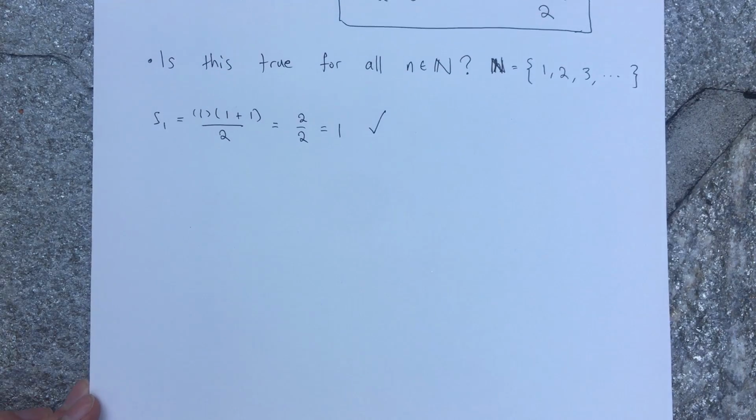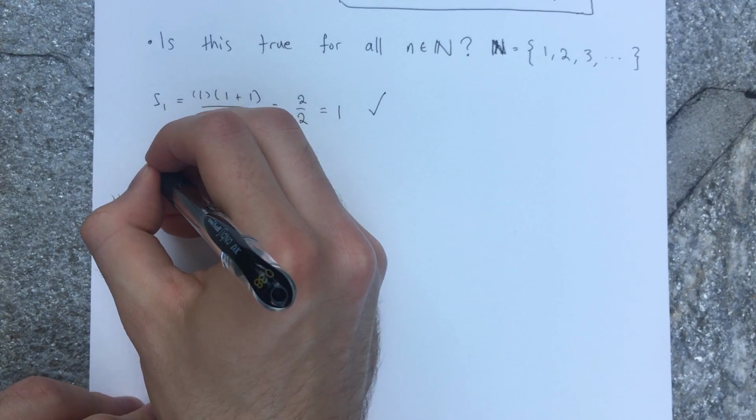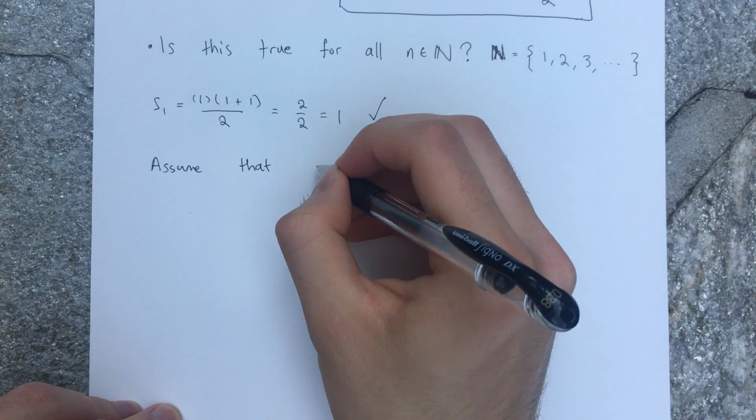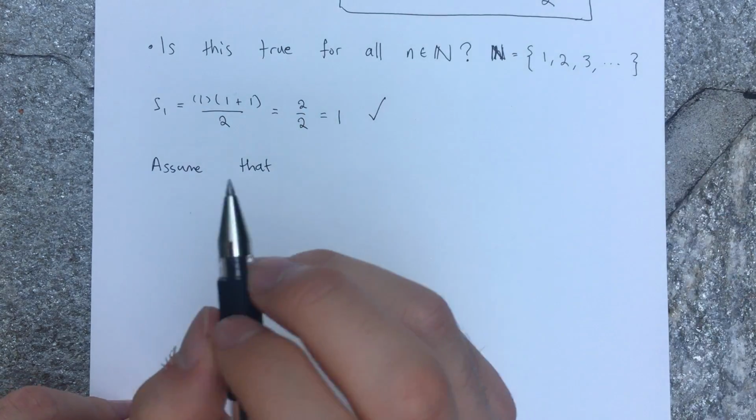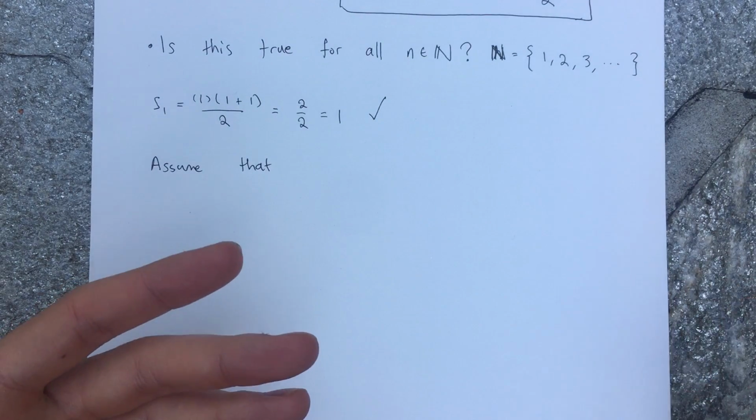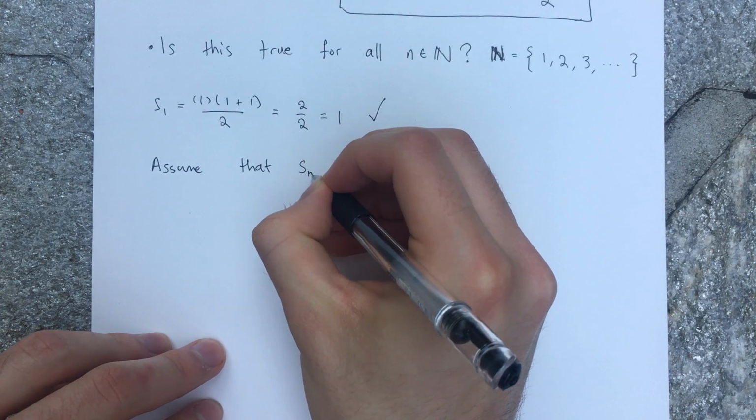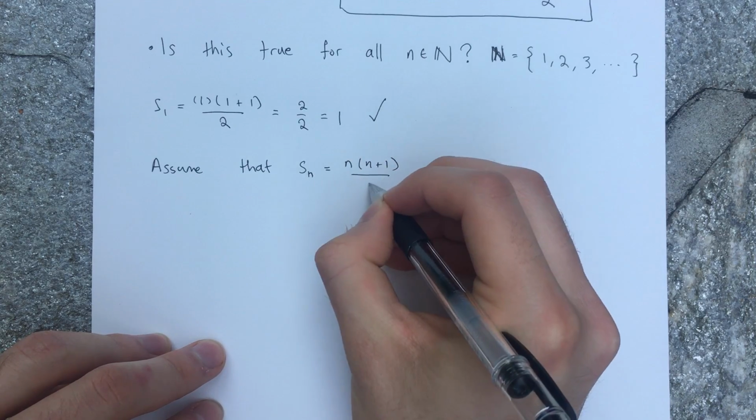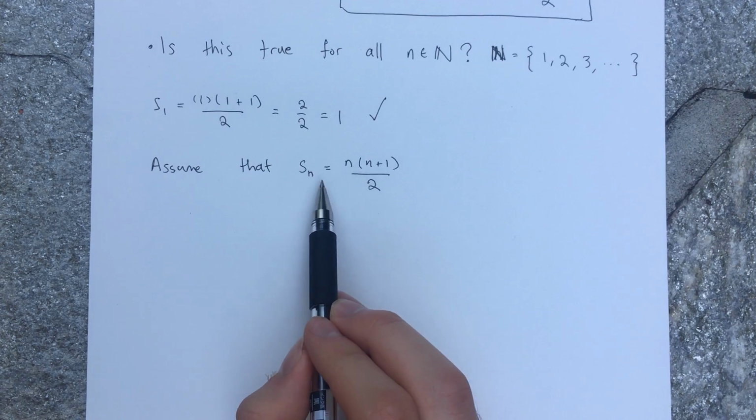Now the second step to induction is we're going to assume that the formula is true for some natural number. So maybe not the ones before it, maybe not the ones after it, but let's just say it's true for one natural number, n. So Sn is equal to this. And now we want to see if it's going to be true for n plus 1 off of this formula.